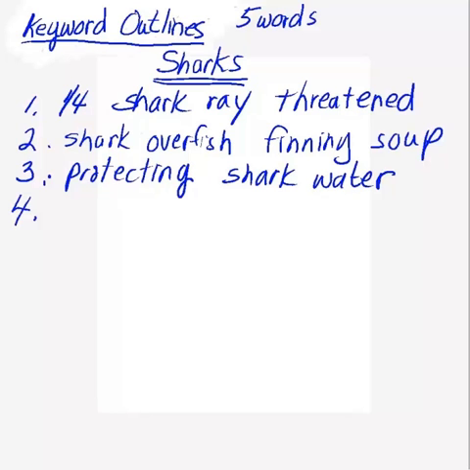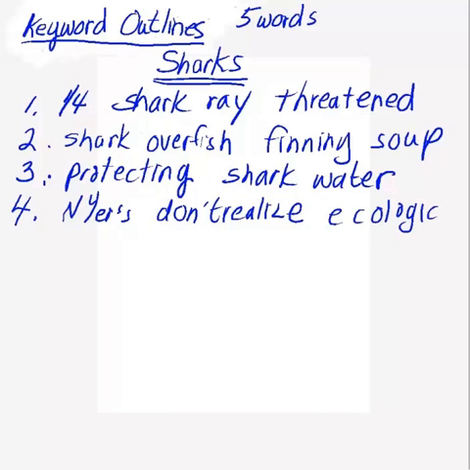So let's look at our next sentence. Most New Yorkers don't realize the underwater ecological splendor that exists just a few miles offshore. So I'm going to put New Yorkers don't realize, ecological, splendor. Okay, let's go on to number 5. The New York seascape provides habitat for migratory whales, sea turtles, seabirds, and other threatened marine species.